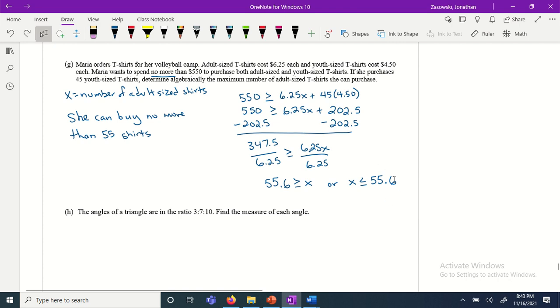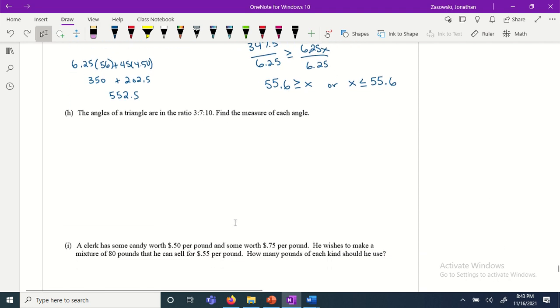So we know that you can't go above 55 shirts, okay? And if you plug in 56, we get just above 550, we get 552.50. So we know that we can't get 56, but we can spend a little bit less and get 55 shirts. Okay, good job on that one.